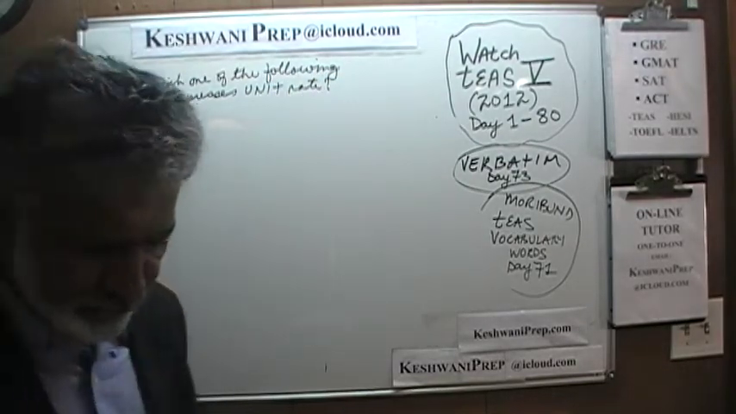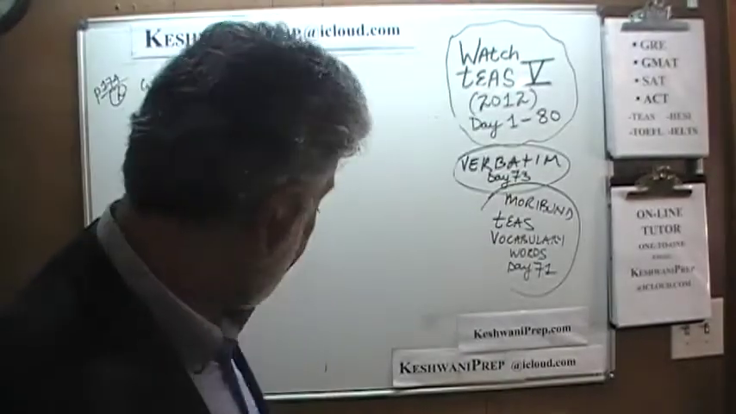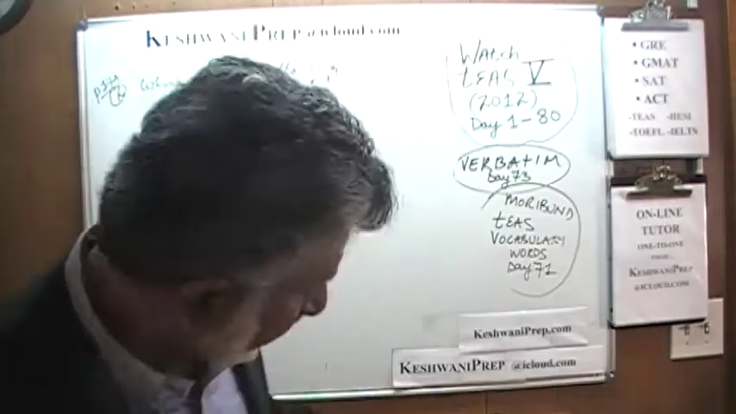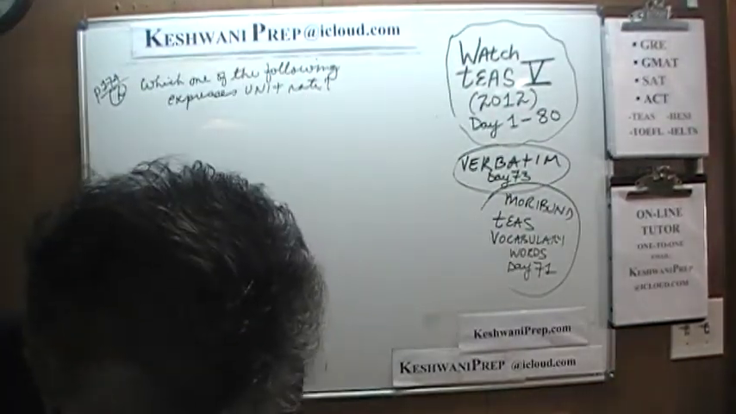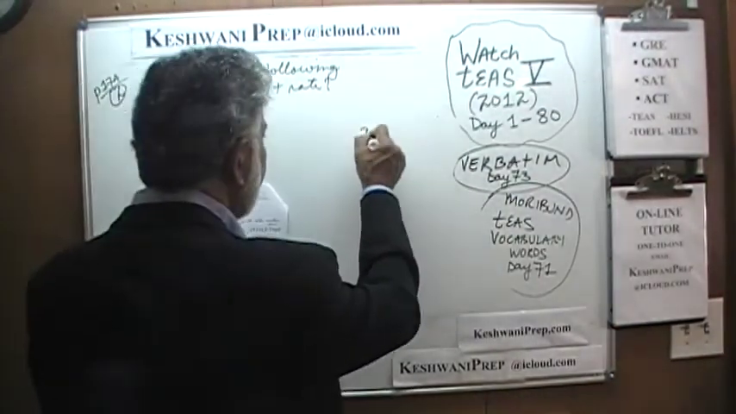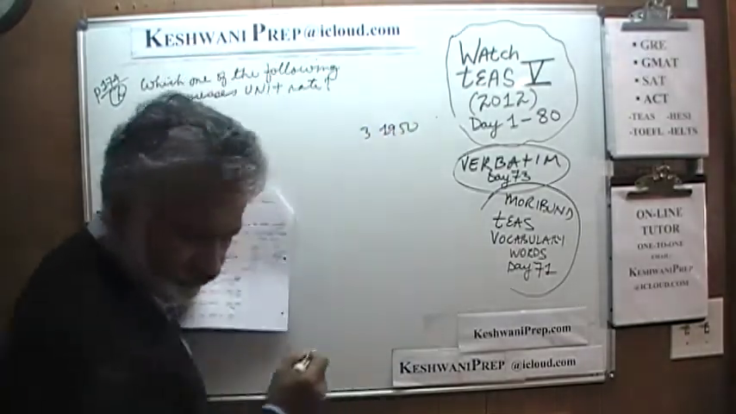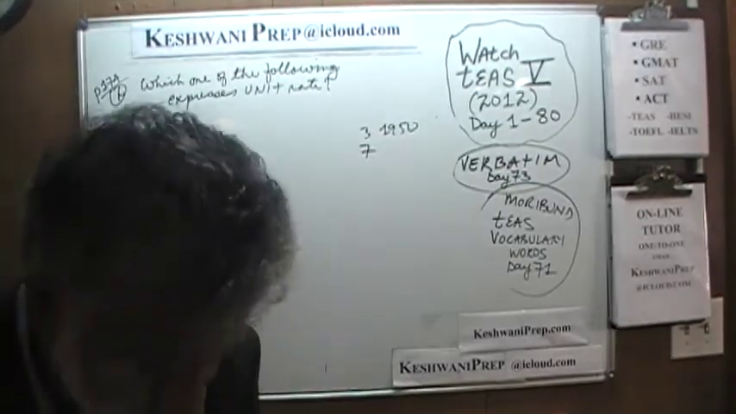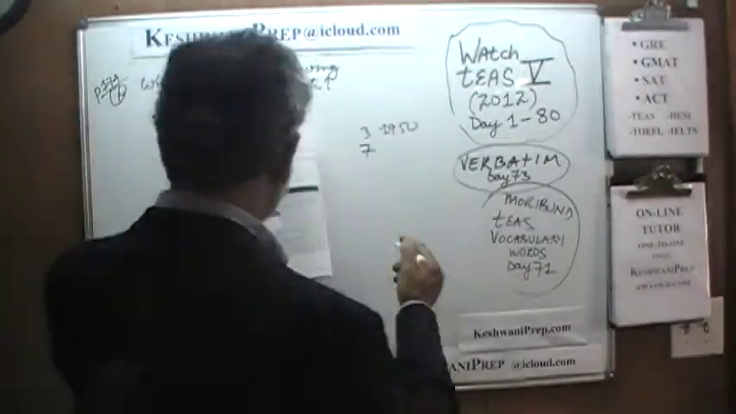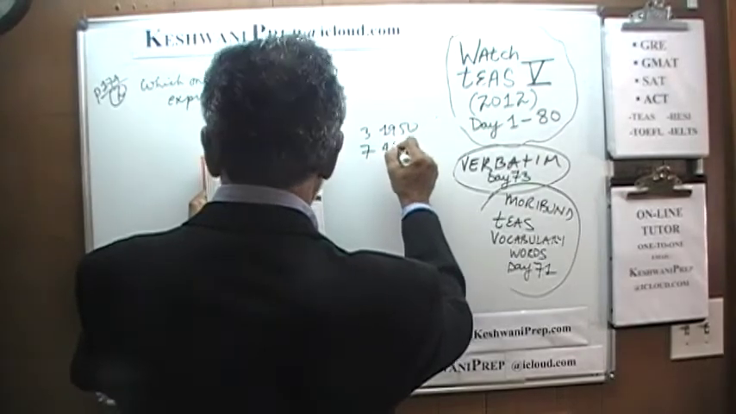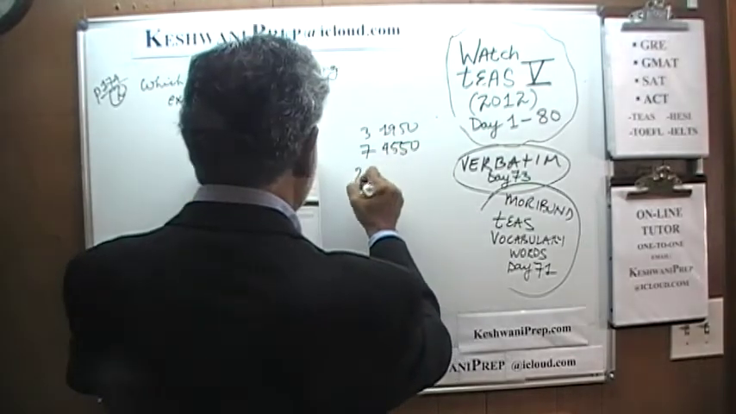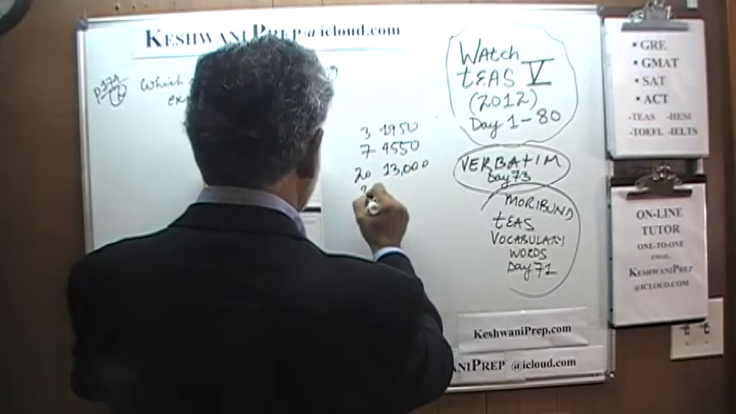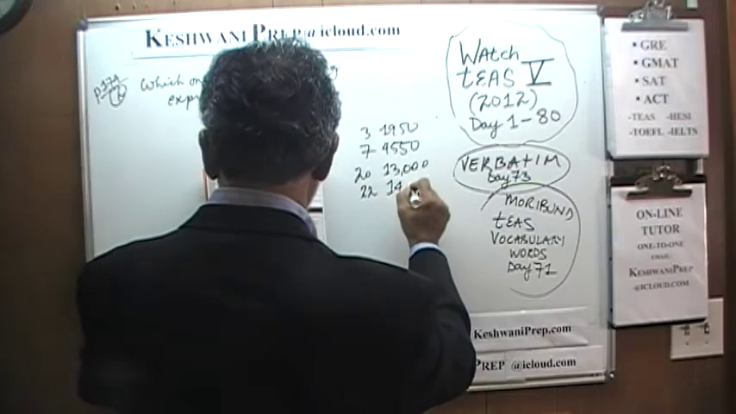And what we need to do here is to look at the table that is given to us in the book, which I'm not going to put on the blackboard. Actually, it doesn't hurt to do it very quickly. I didn't do it in my notes. It says 3 is 1950. 7 is 4,550. 20 is 13,000. 22 is 14,300.